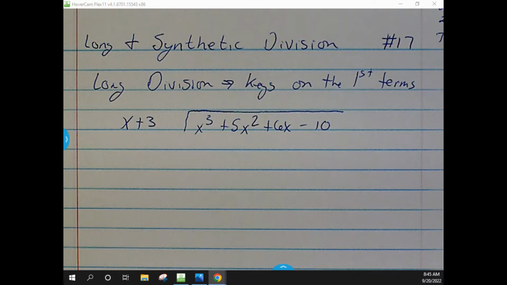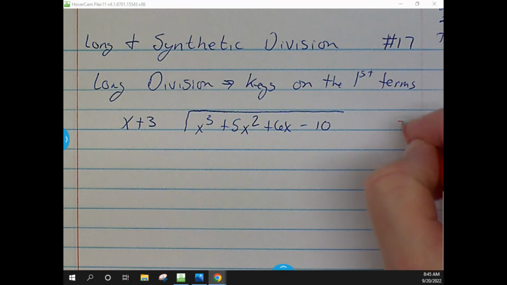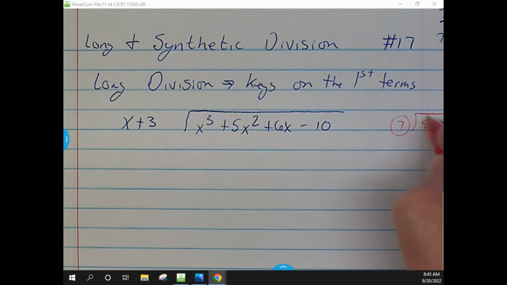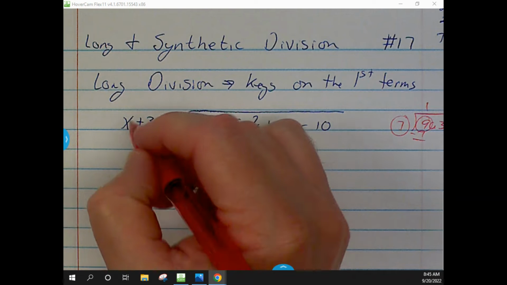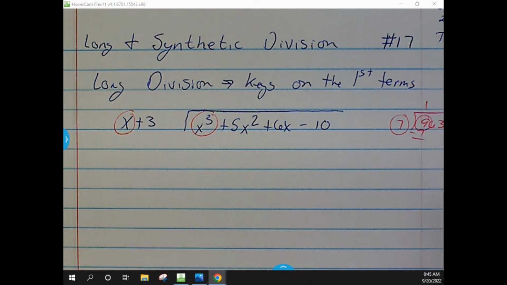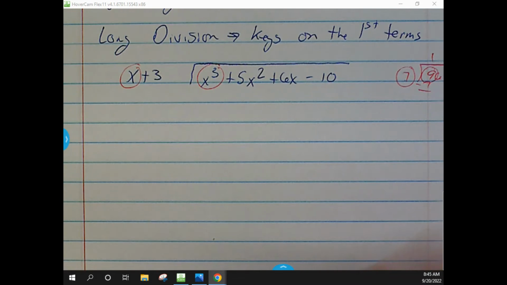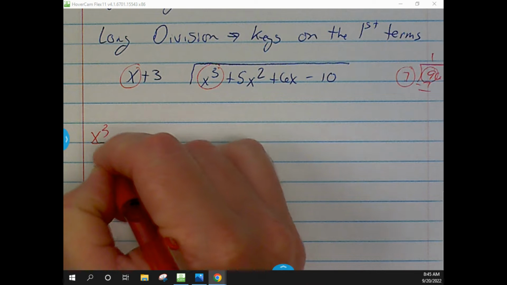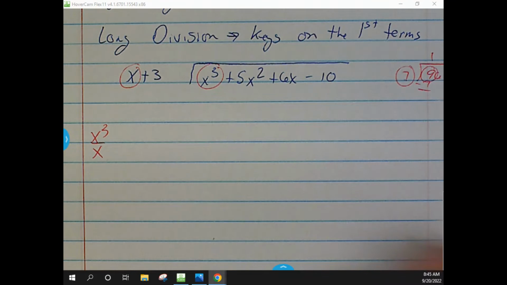But the key thing is when you're doing long division, you're always going to key on the first terms. Just like if you were dividing 7 into 963, you take the first number here, divide it into the first number there, figure out how many times it would go, and then you're off to the races. This one's the same thing. You're going to divide x into x to the third. So basically, we're doing x to the third divided by x.